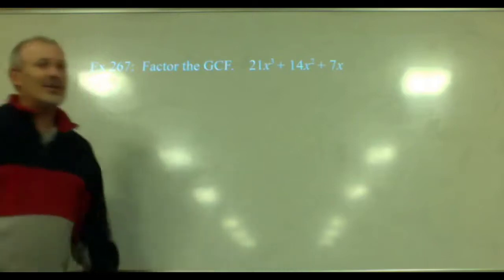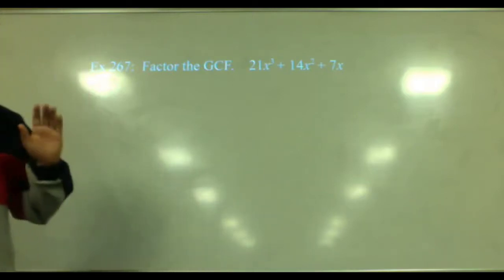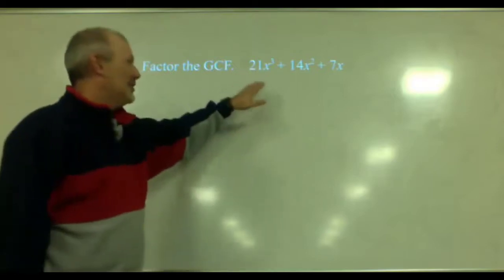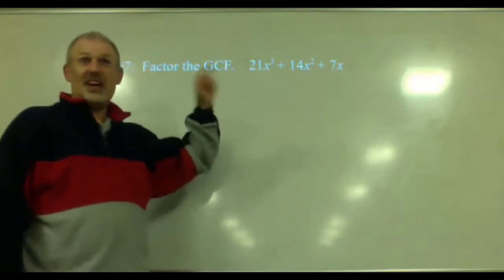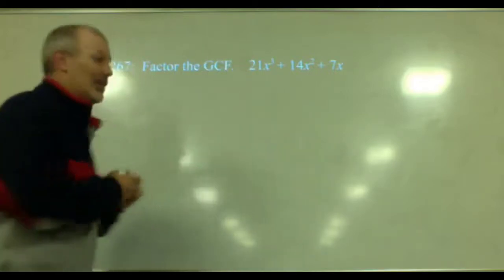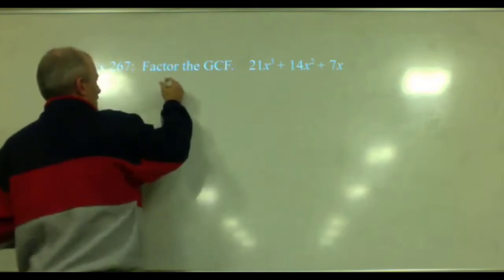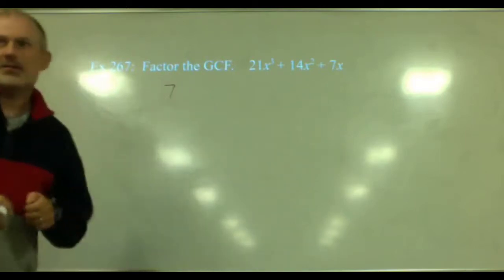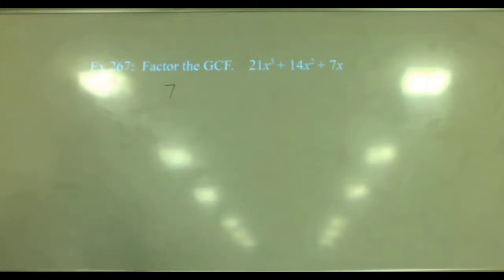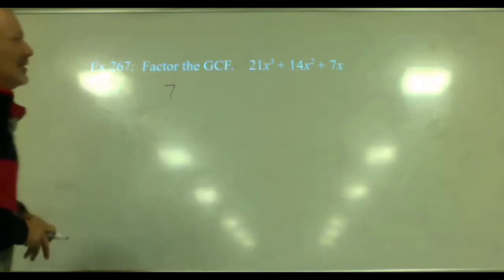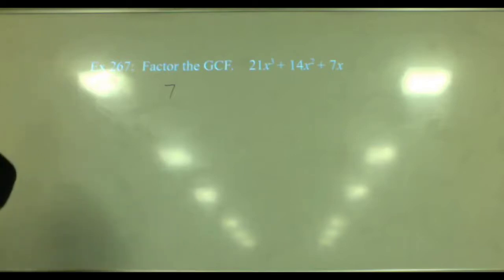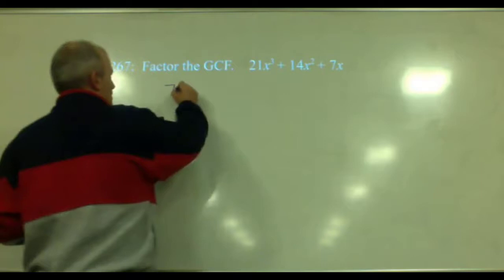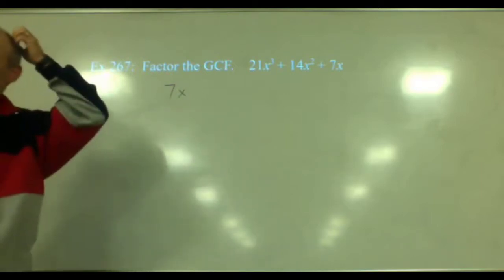So, looking at the numbers, what number do you think we could divide out of 21, 14, and 7? 7. Do you see that 7 divides evenly into each of those? So we are going to factor out a 7. Right now I'm just going to write down that factor on the outside like we did before. I'm just not going to write everything down to visually see it. Okay? Then we've got x's. They all have x's. So how many x's will we be able to factor out? 1x.